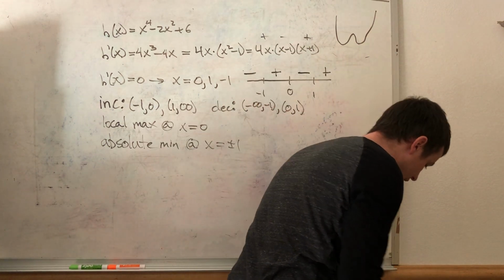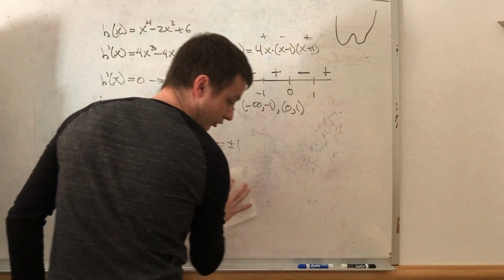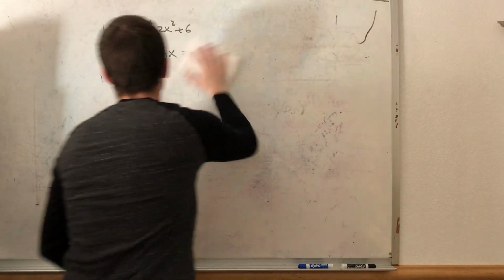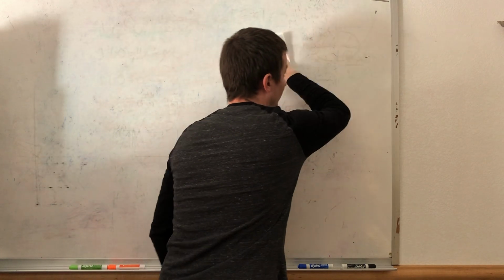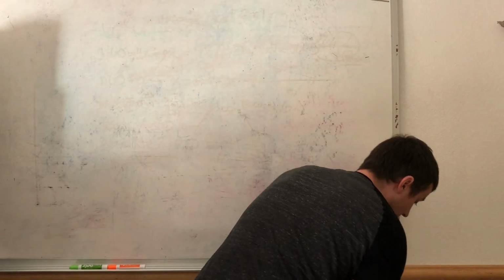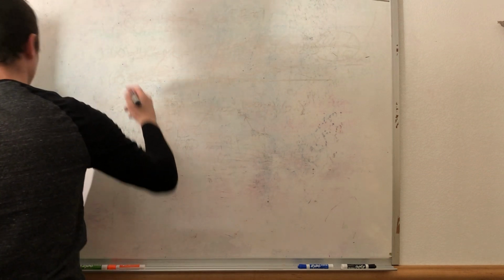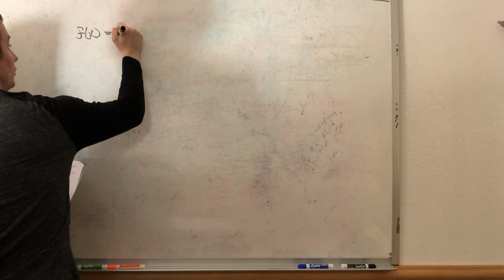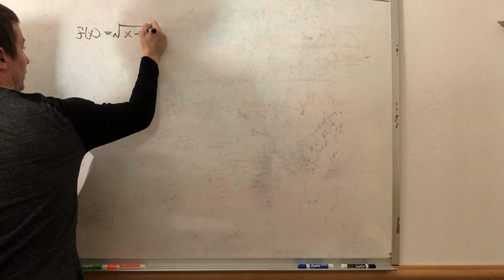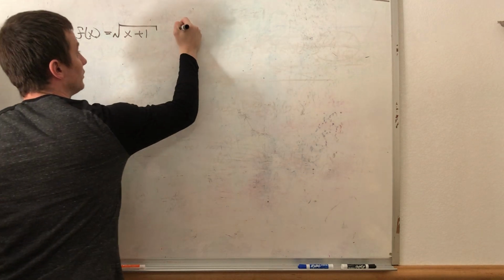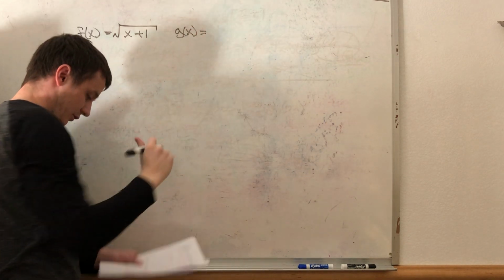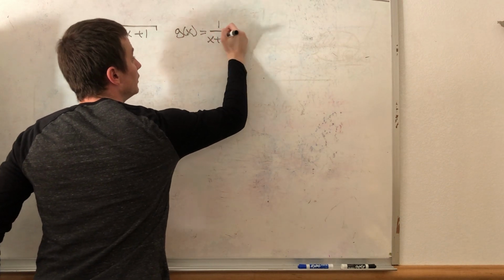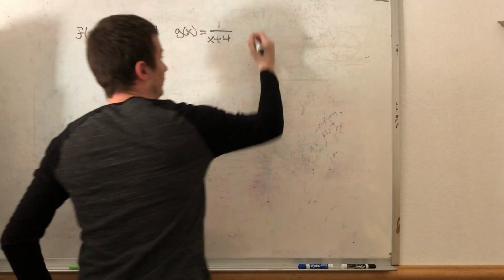Or that was problem 3. So problem 4 now is just a bunch of function composition. It's going to give us 3 functions and give us 2 different ways to compose those 3 functions together. So our first function is f of x equal to the square root of x plus 1, g of x equal to 1 over x plus 4, and h of x equal to 1 over x.